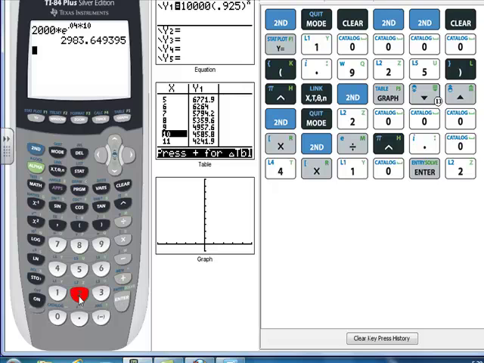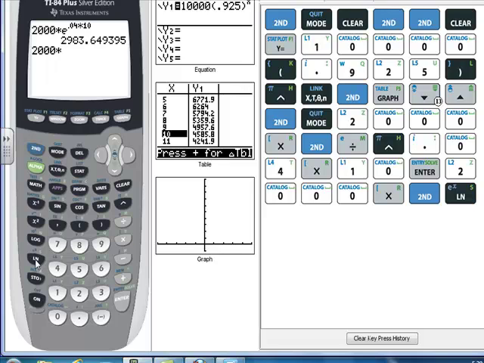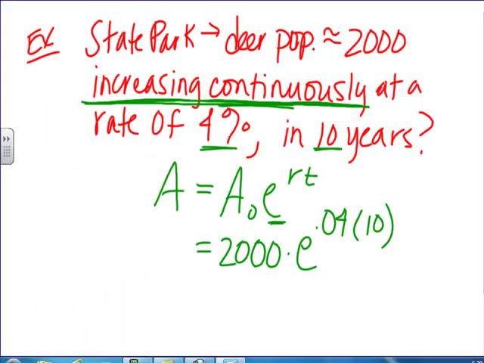Another thing you can do is go 2,000 times, and if you hit second ln, it's going to give you the e already in exponent form. And you would put the same 0.04 times 10. So the answer ultimately is 2,984 deer.